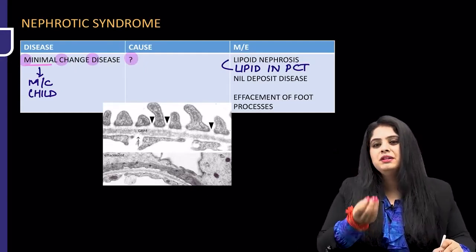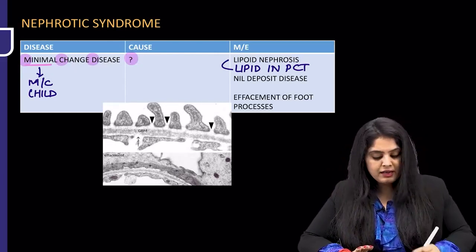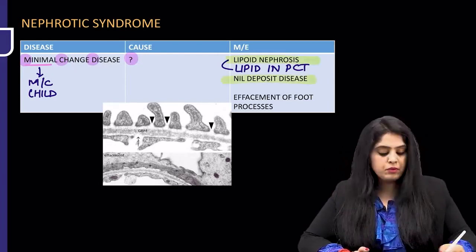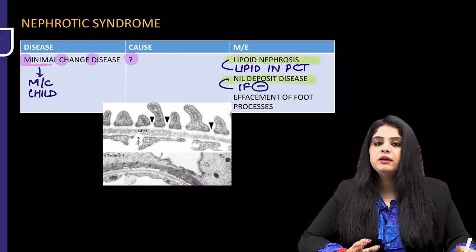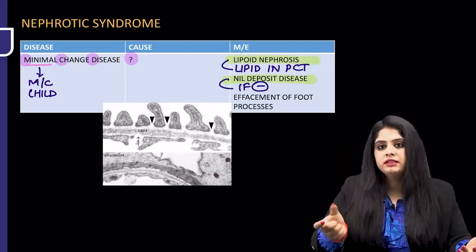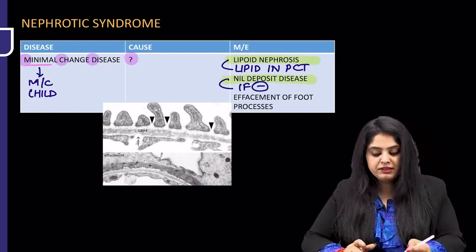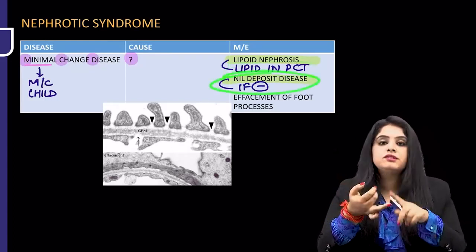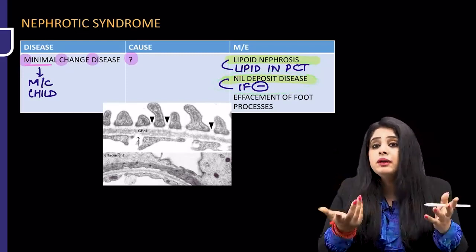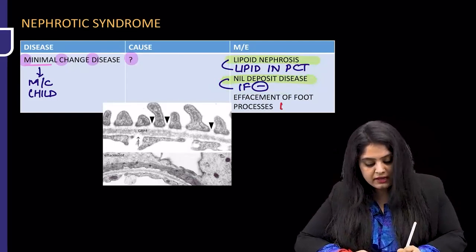Fine. But lipid is seen in a million disorders. This is not something significant. Then they said, tell me one more name. One more name is nil deposit disease. Nil deposit means immunofluorescence shows you nothing. When I see something, I make the diagnosis. I'm not seeing something, so how will the diagnosis be made? Neither is lipid helping me in making the diagnosis, nor is immunofluorescence showing me anything. How do I make the diagnosis? I make the diagnosis by the gold standard, that is electron microscope.